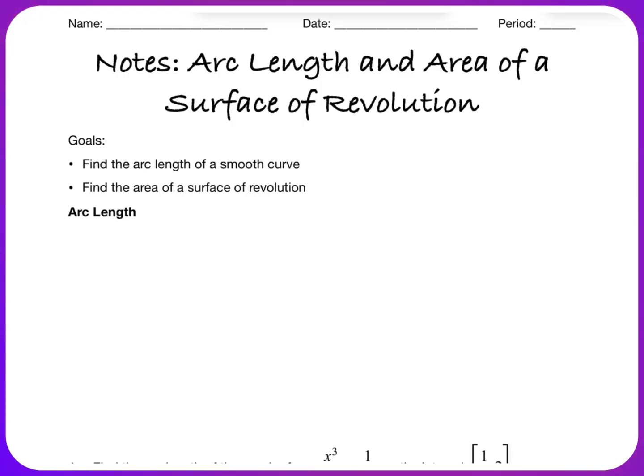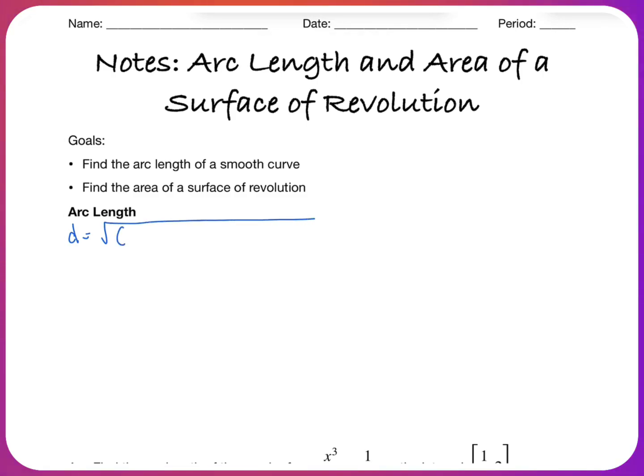Okay, today we're going to look at finding the arc length of a smooth curve and the calculus that we're going to use to do that. So to help us come up with this, because our arc length is the length of the curve, let's go back to our distance formula that you learned in geometry class.